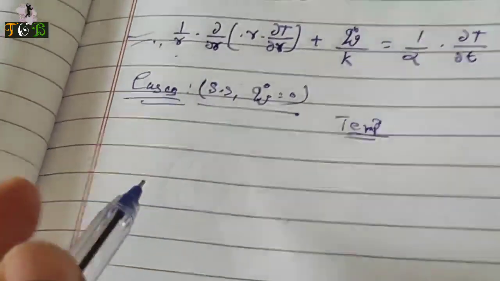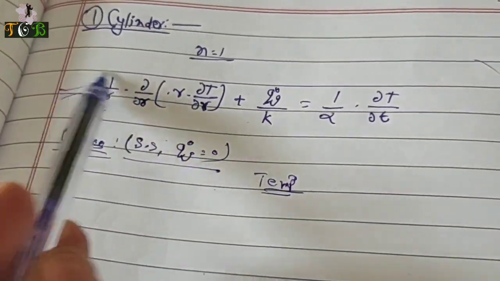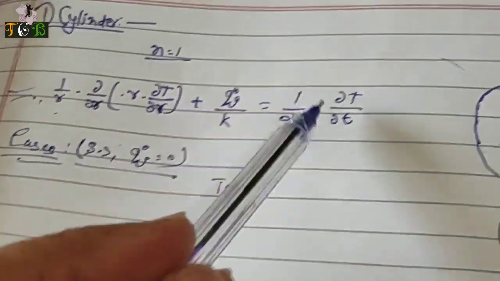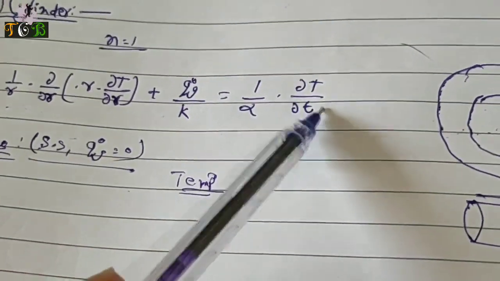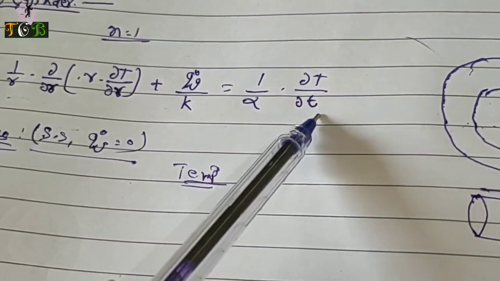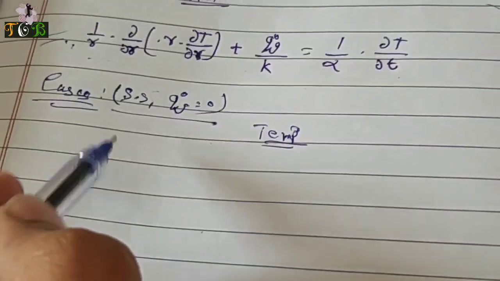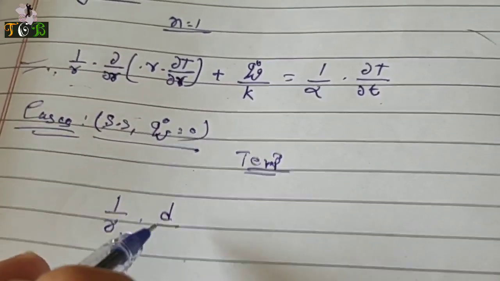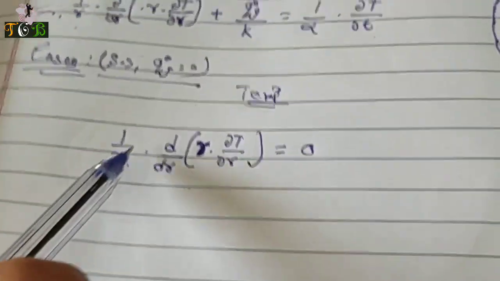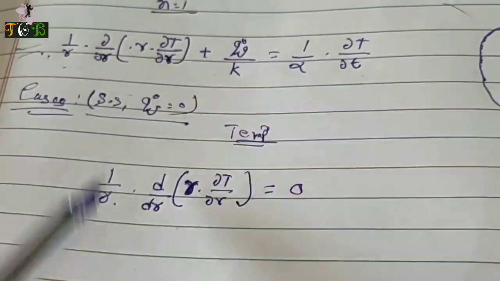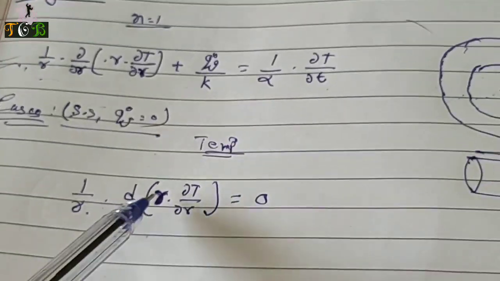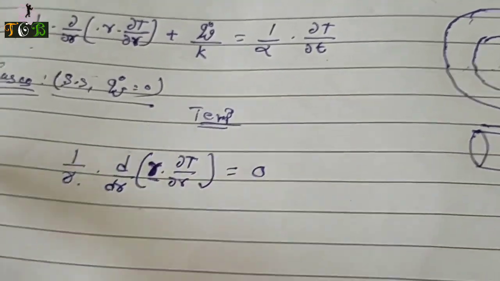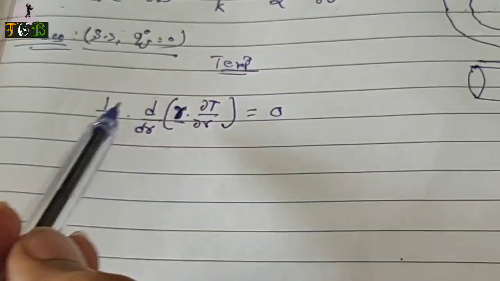Okay guys, so I hope that you have at least tried to solve this, and it's very easy. Steady state means this term will be 0, because in steady state there is no change with time, and Q generation is 0. So let's write our equation. It's gonna be 1 by r d by dr. We can also write del or d, there is no problem, because the temperature is being varied in only one direction, so you can use both.